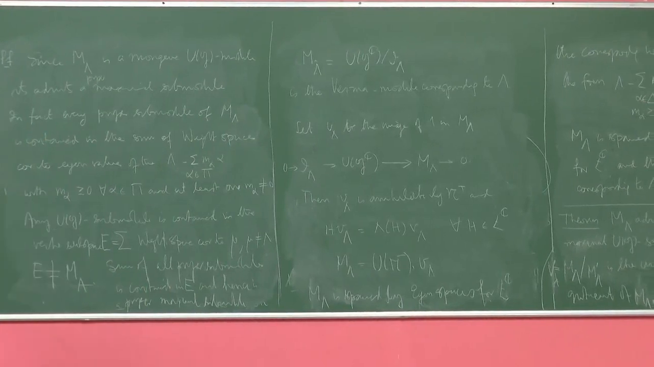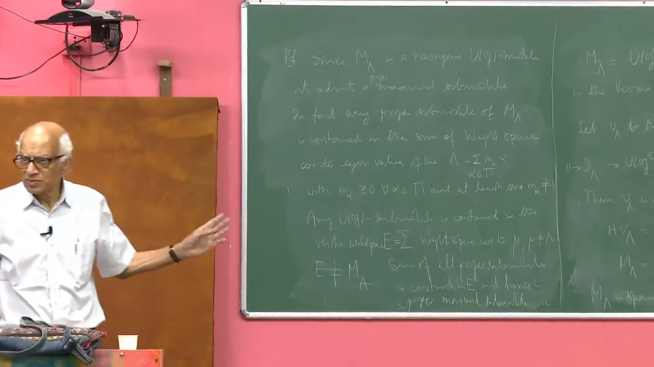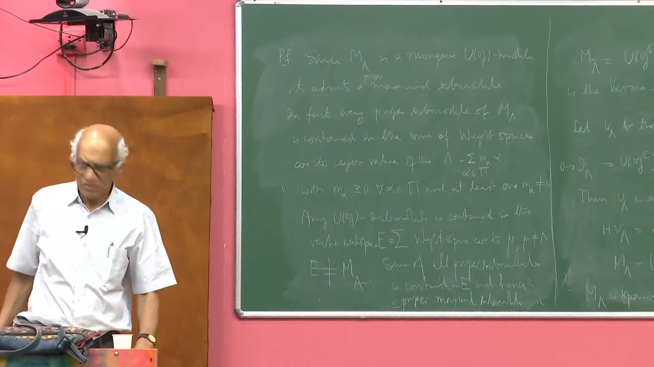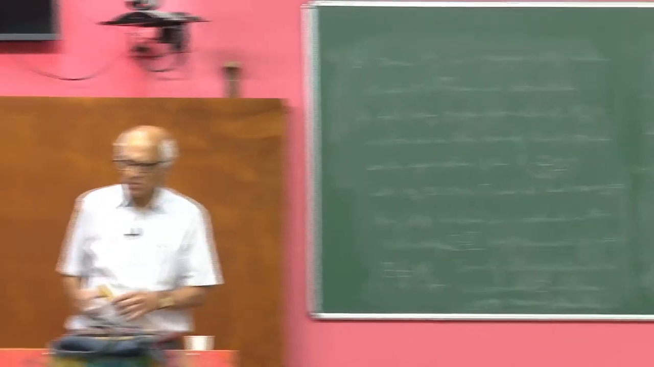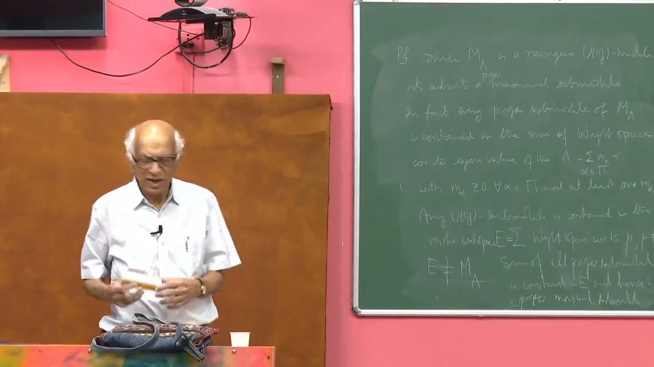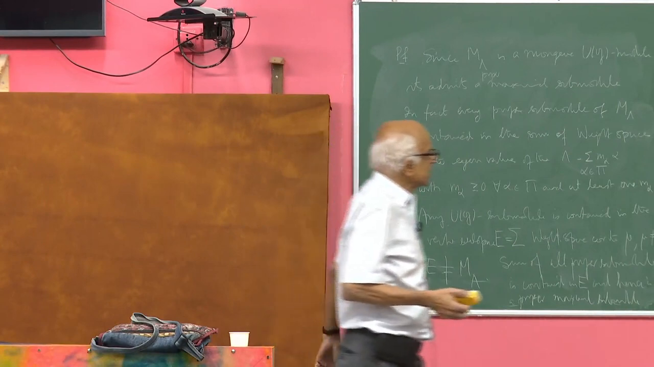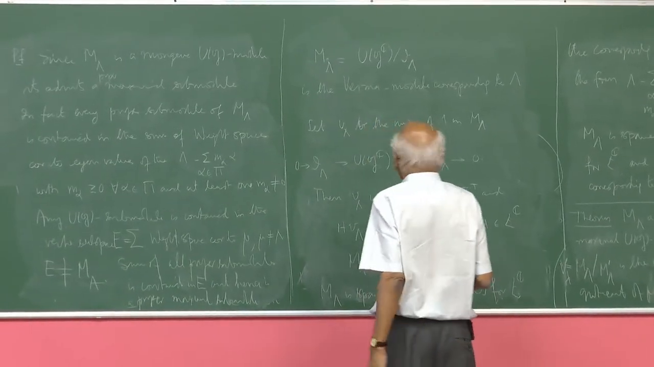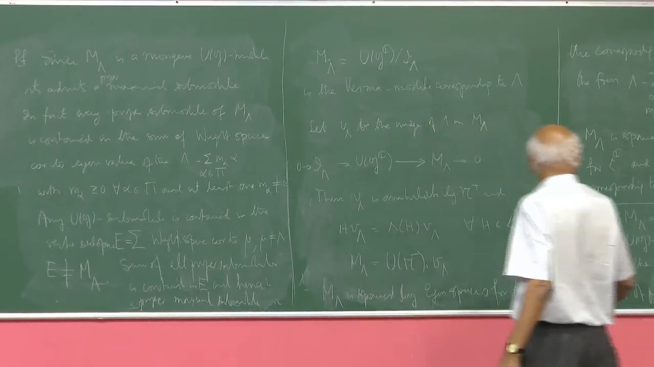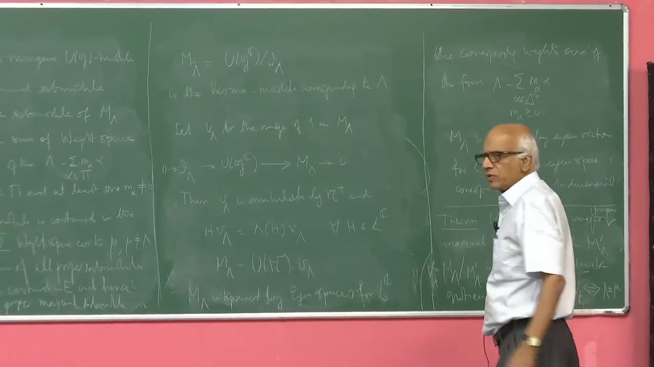There are probably generalizations to quantum groups. Yeah, could be. I mean, there is this category O, which is what is formulated. Anyway, all right, so that proves the uniqueness of this module V.